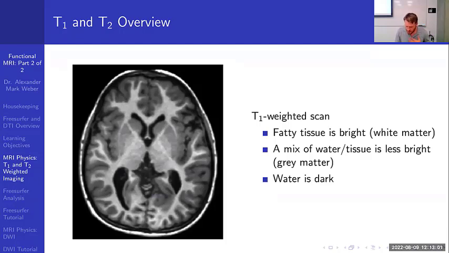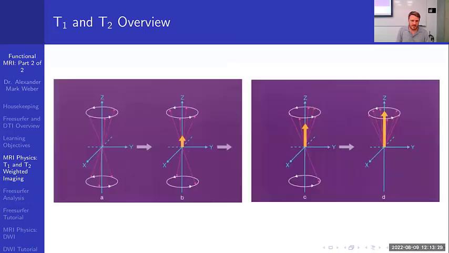Personally, I always remember if an image is T1 weighted in the brain, at least, because white matter looks white, gray matter looks gray. So fatty tissue like white matter ends up with a lot of signal. That's why it's really bright. And then gray matter ends up looking gray because it doesn't have as much signal. And then water is oftentimes black or no signal at all. So let's dig deep into why T1 weighted images look like this.